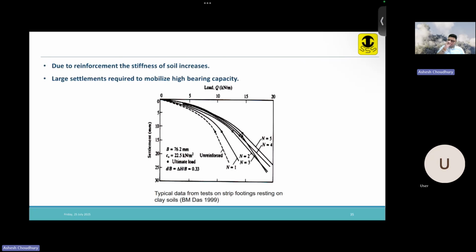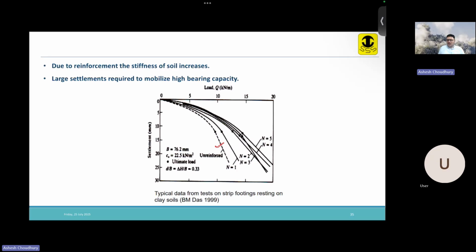Now, due to reinforcement, the stiffness of the soil increases. So obviously, if you reinforce the soil with these different kinds of reinforcement, geogrid, geotextile, or steel strips, whatever you want to use, the stiffness of the soil increases. So large settlements are required to mobilize high bearing capacity. So you can see here, this is the pressure settlement, load settlement curve for unreinforced soil.